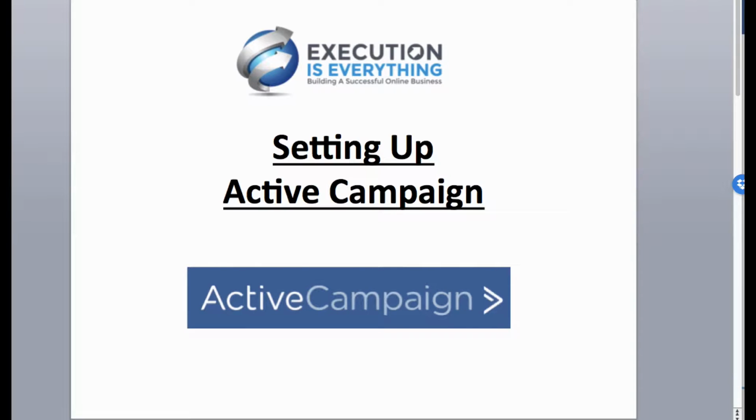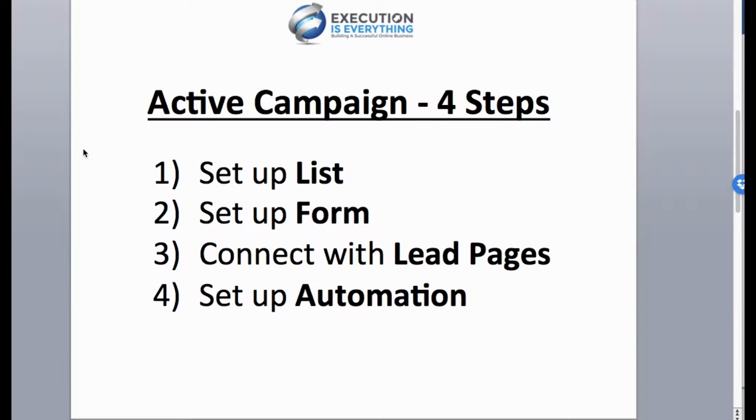So let's take a look at the main components. Really, there are 4 steps. We're going to, 1, set up our list, because you have to have a list for people to subscribe to. Number 2, we're going to set up the form, because you need a way for them to enter their name and their email. That's the form. Number 3 is we're going to connect it with either a lead page or a lead box. A lead box is the pop-up. A lead page is a standalone. And then number 4 is we're just going to set up our automation. What actually happens when somebody enters their name and email.